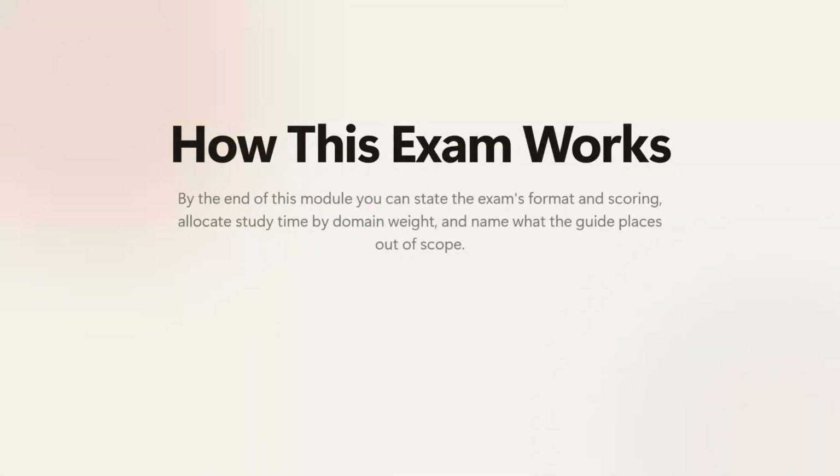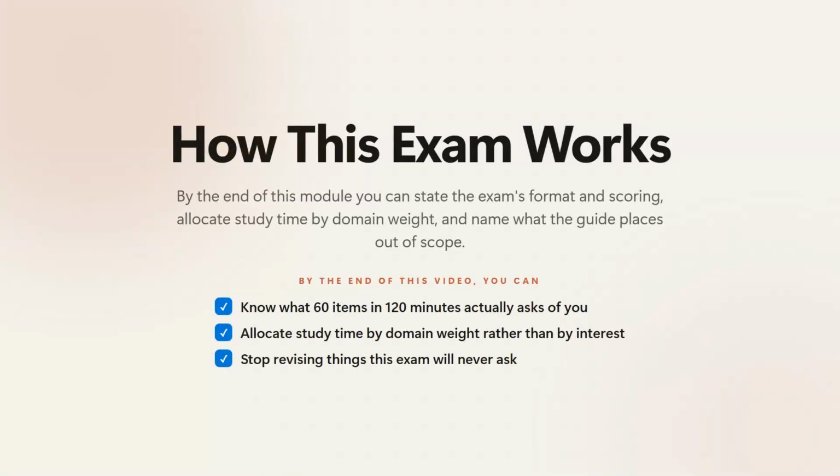By the end of this module, you can state the exam's format and scoring, allocate study time by domain weight, and name what the guide places out of scope. Here is how this module builds up.